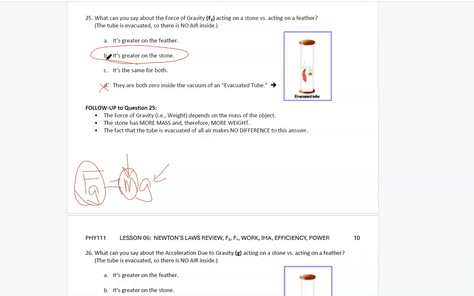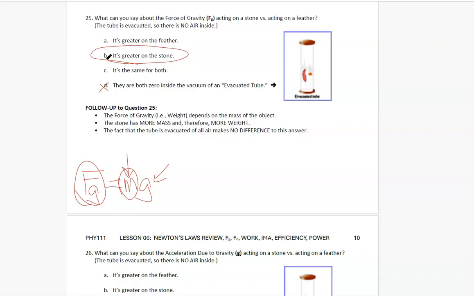Okay. Follow up. The force of gravity depends on the mass. That's what we just said. The stone has more mass, therefore more weight. But that's only true, by the way, if there's gravity. If you were out in deep space, a feather and a stone don't have weight at all because there's nearly no gravity when you're out in deep space. All right. They have different mass and therefore different inertia, but they don't have any weight out in deep space. You have to have gravity for that. The fact the tube is evacuated of all air makes no difference.